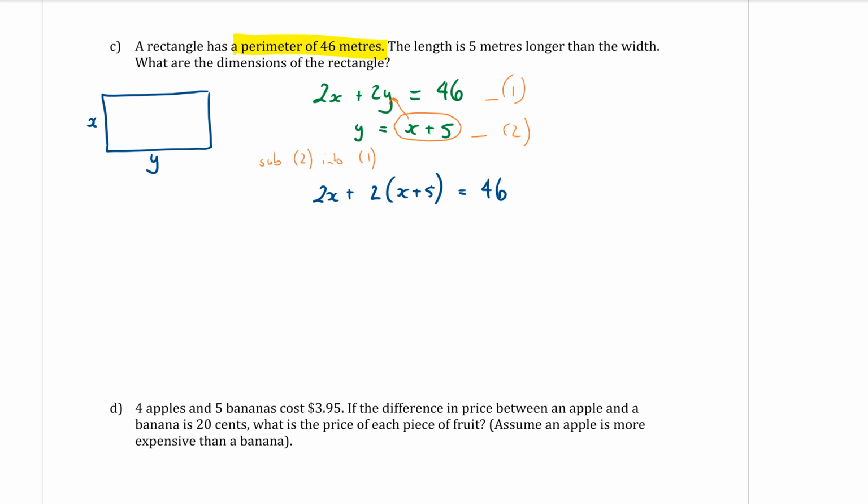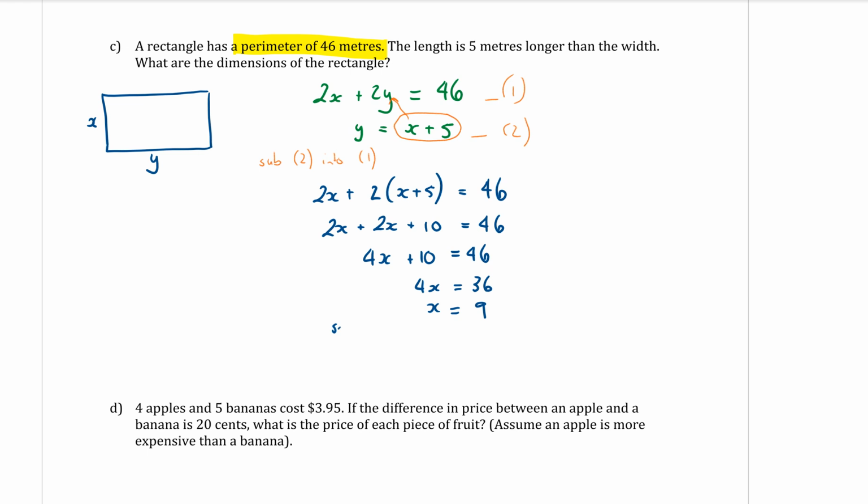We just want to solve that for x, so I have to expand everything out. 2x plus 2 times x is 2x, and 2 times 5 is 10. 2x plus 2x on the left-hand side, collect them up, and that makes 4x plus 10 equals 46. Subtract the 10, and I get 36, divide by 4, and we finally get our answer of x is equal to 9. I still need to find the y.